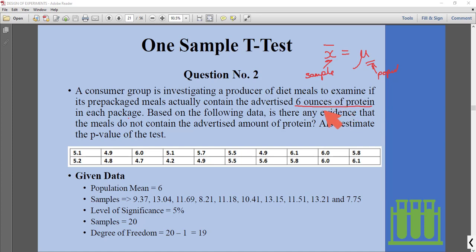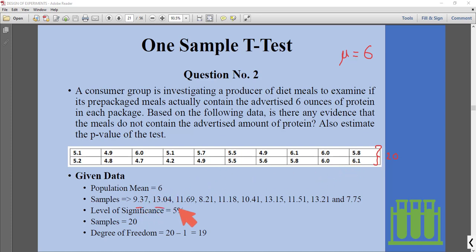Now the researchers want to check whether that person is telling the truth or lying. Okay, how can they check? They can check it by doing some experiments. So what is the manufacturer saying? The manufacturer is saying that whatever product I am manufacturing, it contains 6 ounces of protein. So what did the researchers do? The researchers took many samples. How many samples did they take? They took a total of 20 samples and they checked the amount of protein in each of these 20 samples.